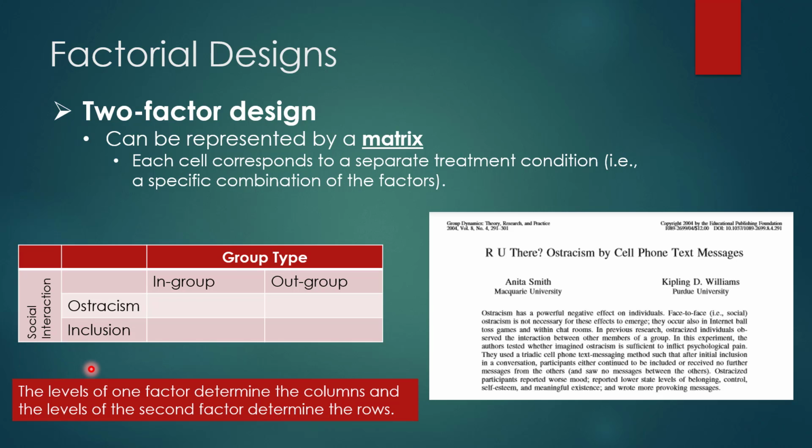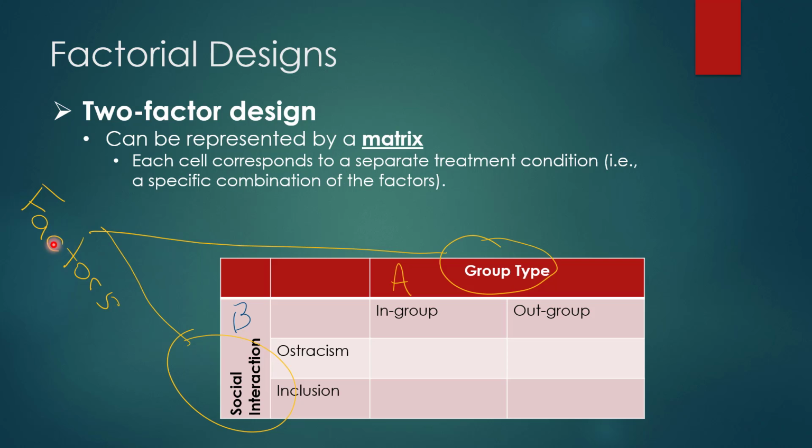The levels of one factor determine the columns, these are the columns, and the levels of the second factor determine the rows. And that's important to keep in mind. So for factor B, we're looking at the rows. For factor A, we're looking at the columns. So that's what this is showing you here. Here are the factors, and I've just circled them. Social interaction is one factor. Group type is another factor. They have to be called factor A and factor B.